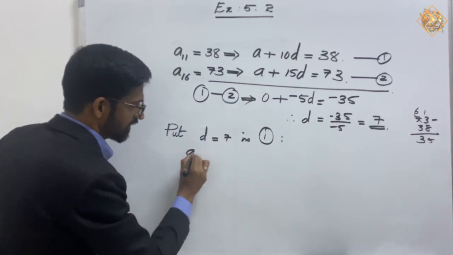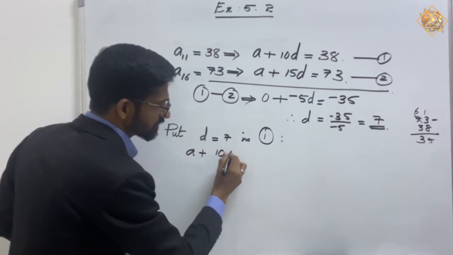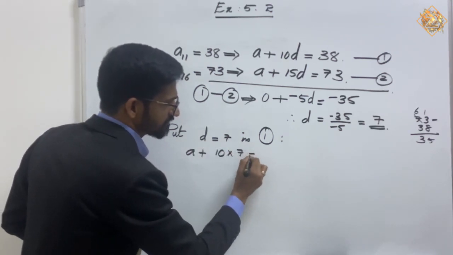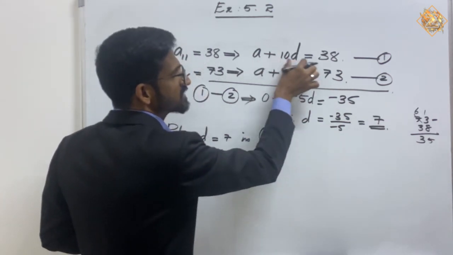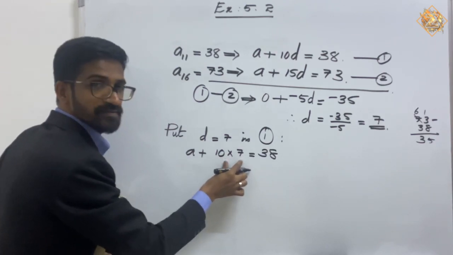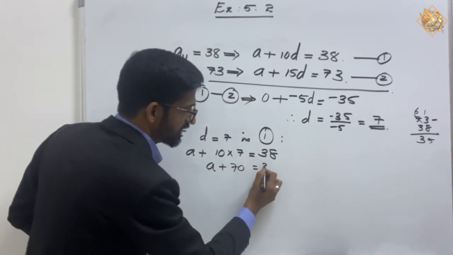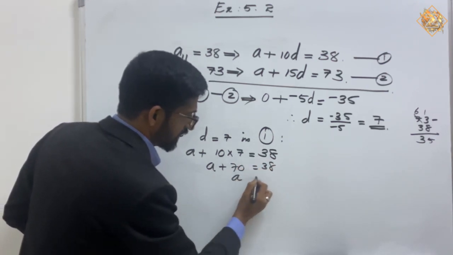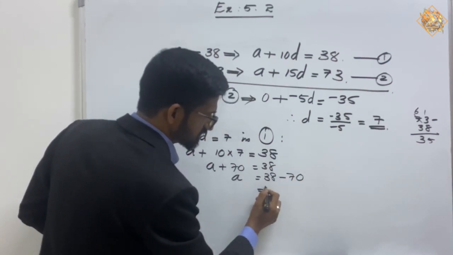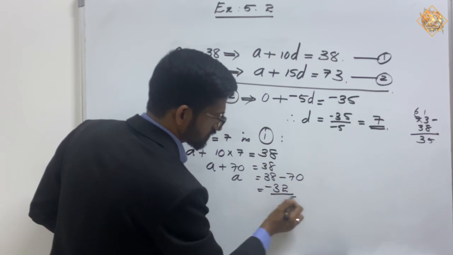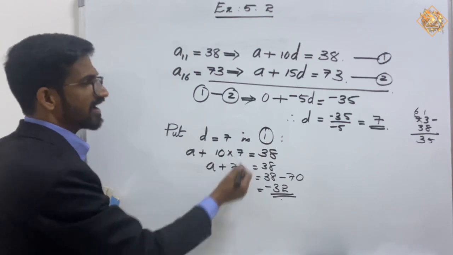So we get A plus 10D equal to 38. Replacing D with 7, we get 10 into 7. So A plus 70 equal to 38. Now therefore A equals 38 minus 70. That is minus 32. Isn't it, students? Now we got the values of A and D.